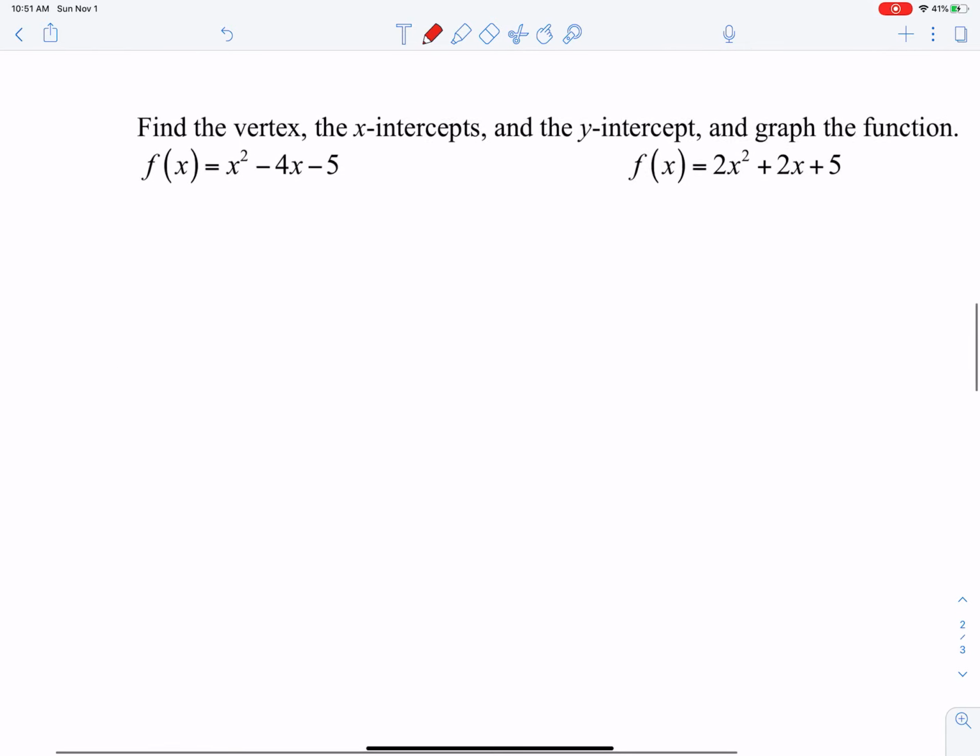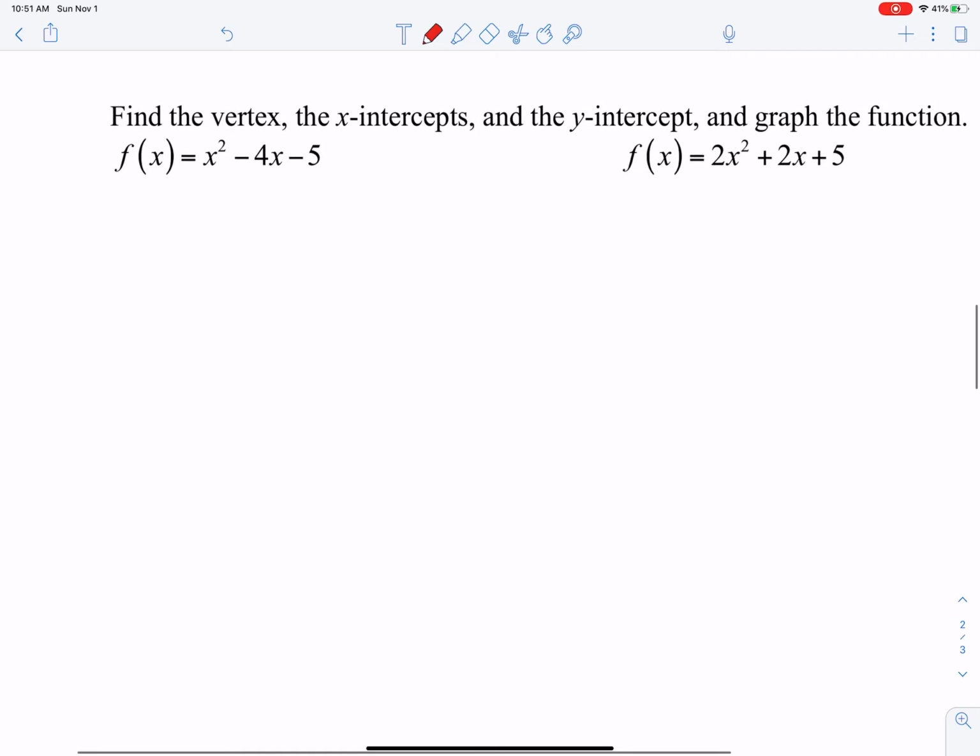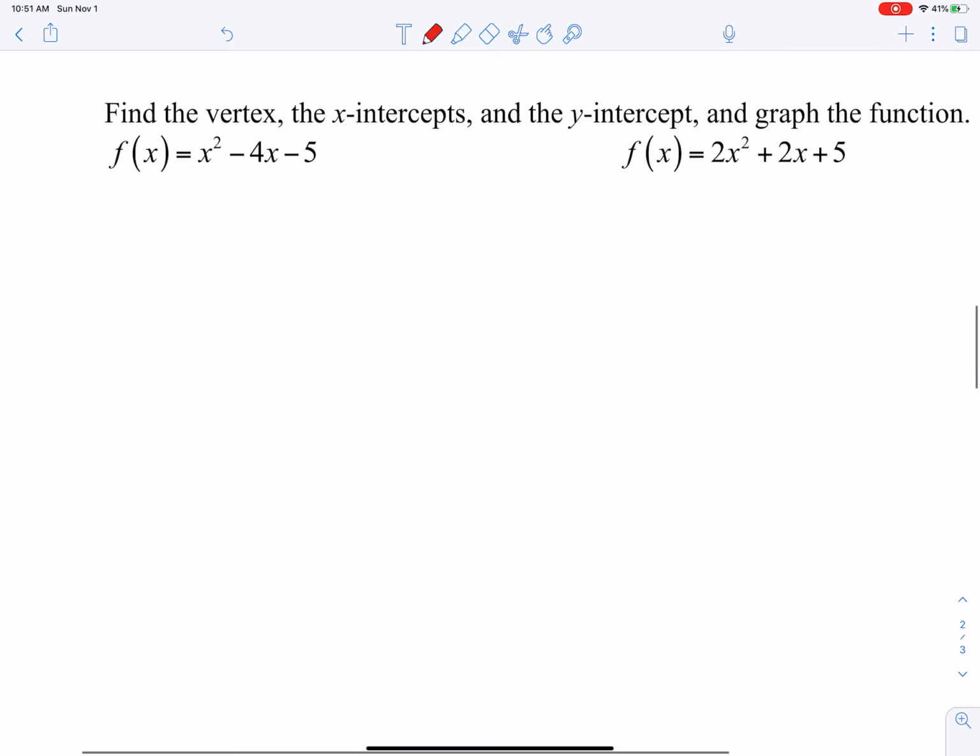We're going to start by looking at this function f of x equals x squared minus 4x minus 5. We're going to find the vertex, the x-intercepts, the y-intercept, and the graph of the function. So first, looking at this function and working on finding the vertex.